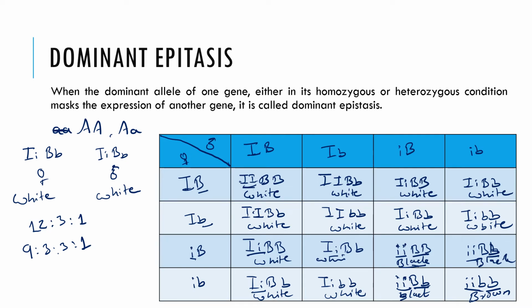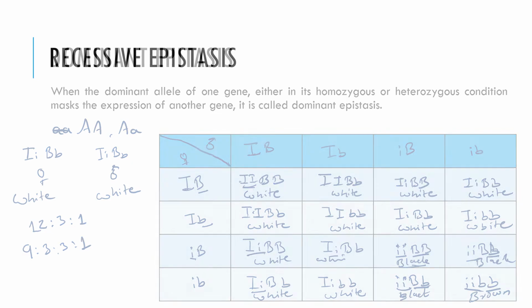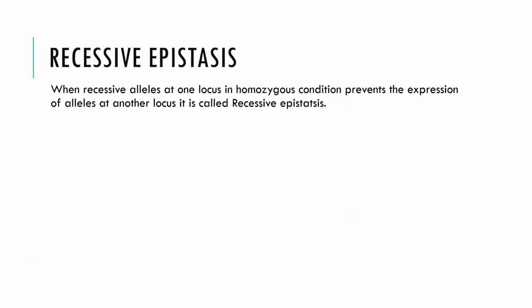Now let's see another type of epistasis, that is recessive epistasis. Here, the recessive alleles at one locus in homozygous condition only will prevent the expression of alleles at another locus, and this is called recessive epistasis. So it is exactly opposite to dominant epistasis, where, whether in homozygous or heterozygous condition, the dominant gene is going to mask the expression of another gene.